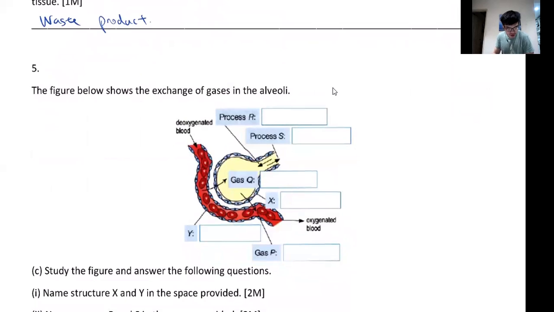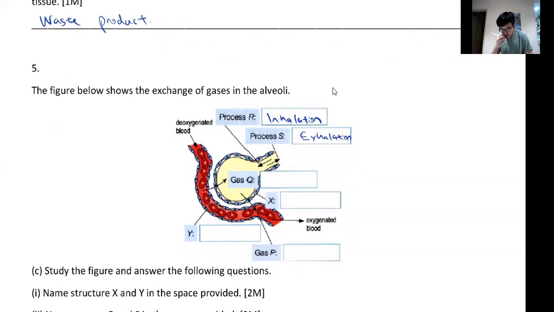Anyway, let's look at question 5. This is your lungs already. The figure below shows the exchange of gas in the alveoli, which is the small thing in your lungs. So what is process R? Process R is gas coming in. That would be your inhalation. When you inhale, you're pushing air into your lungs. How about the air going out? That's the reverse, which is exhalation.